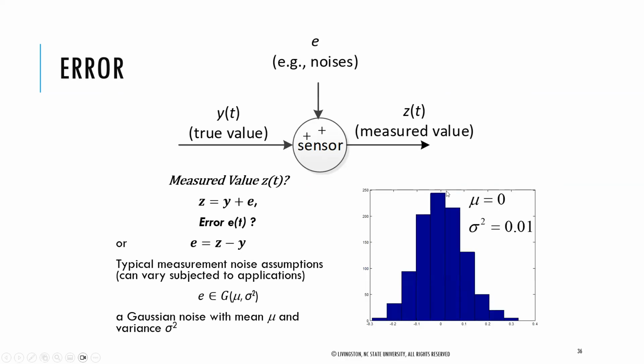And we talked about mu being the mean, and sigma squared being the distribution. The smaller that is, the better the ideal sensor it is. The larger the distribution in that sigma squared, the more noise it has in that Gaussian distribution.